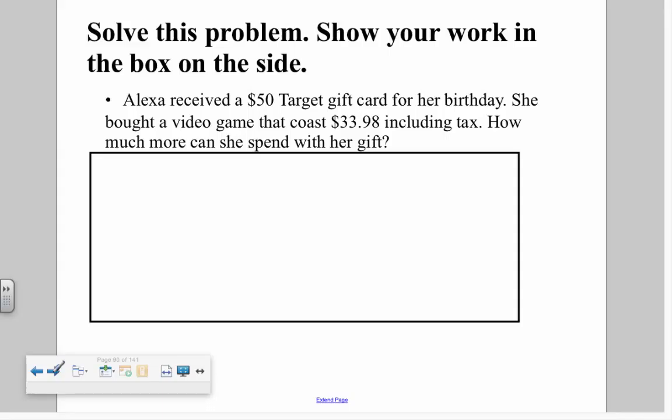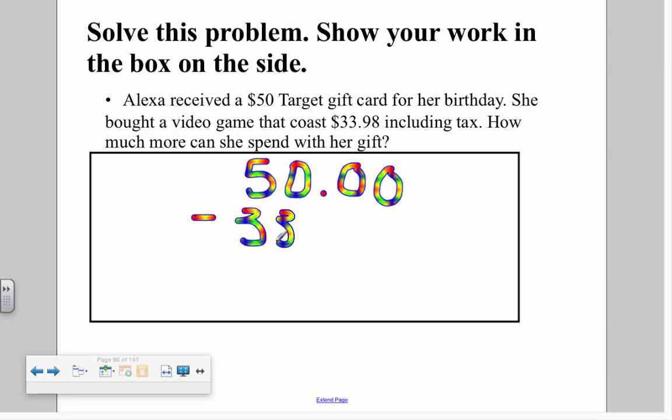Alexia received a $50 Target gift card for her birthday. She bought a video game that cost $33.98, including tax. How much more money can she spend with her gift card? So how much more money? I need to subtract. I'm going to subtract from $50. But wait, there's no decimal in there. How am I going to subtract and line up my decimals? If you remember, there's always a decimal here. And now I can add in 2 zeros because she has 0 cents. Minus $33.98.